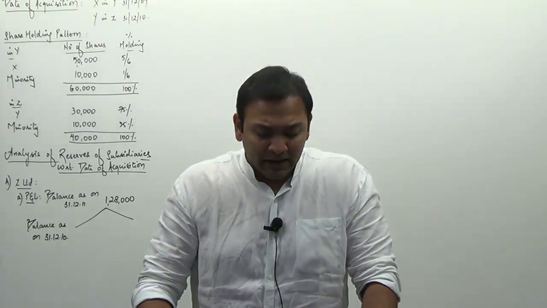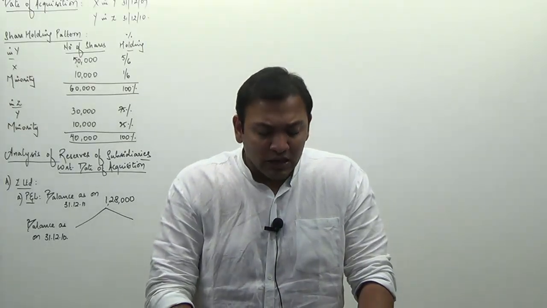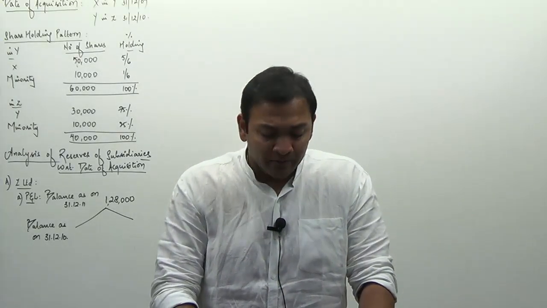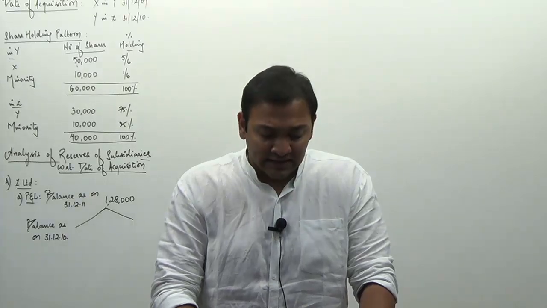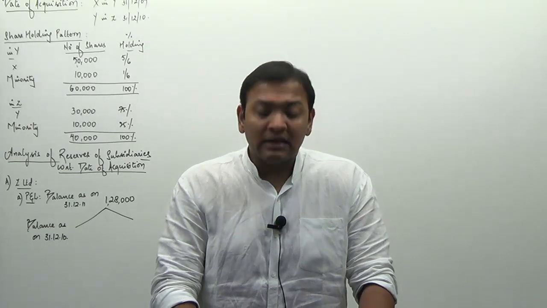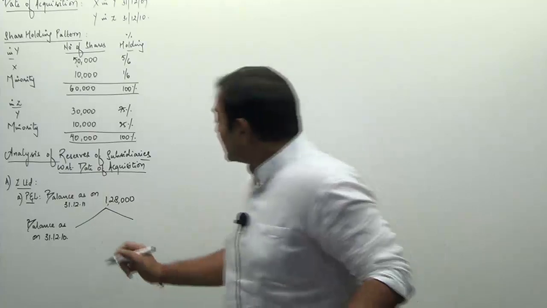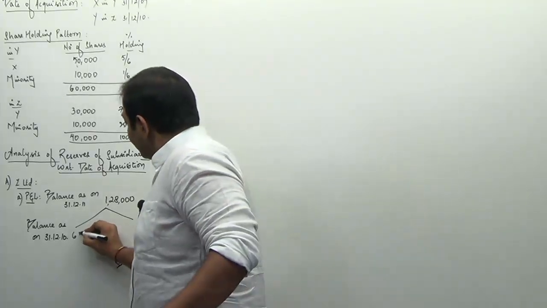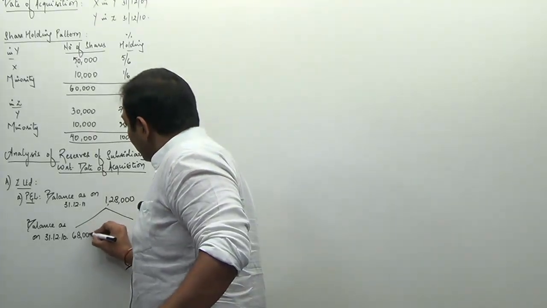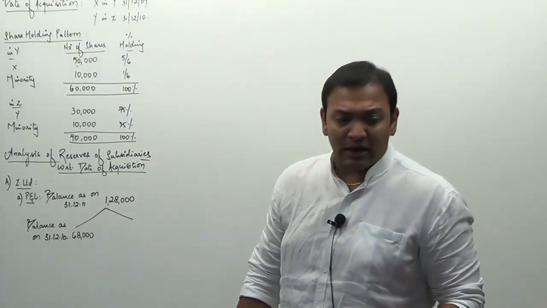The P&L schedule is given for you. Z Limited in 2009 had 60,000 profit. They earned 56,000 in 2010, out of which 48,000 is paid as dividend. At the end of 2010, after payment of the dividend, the amount is 68,000.